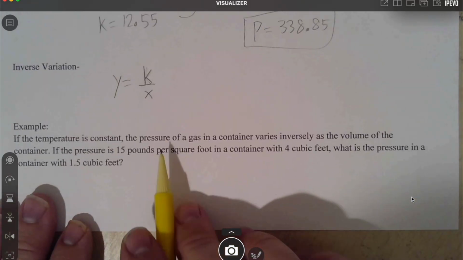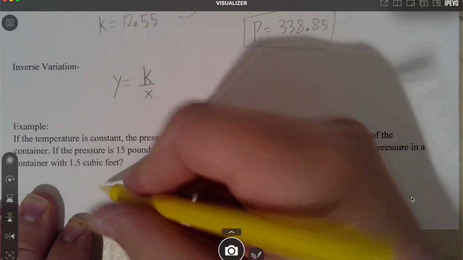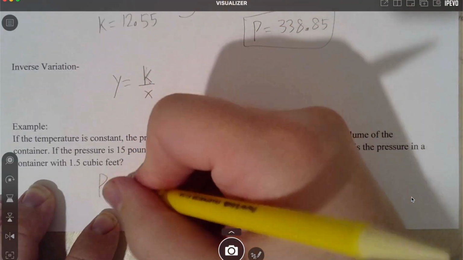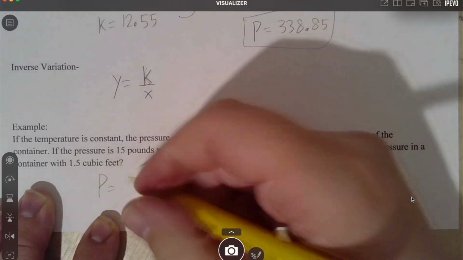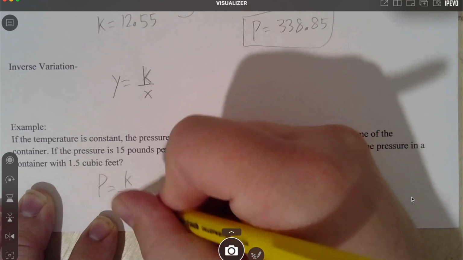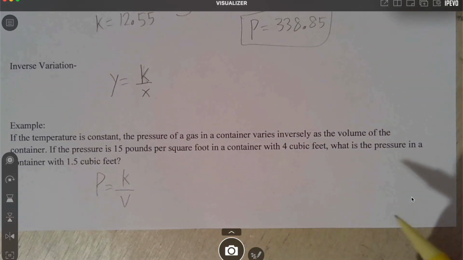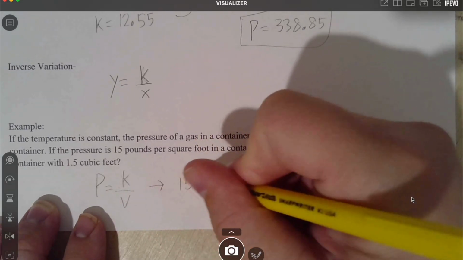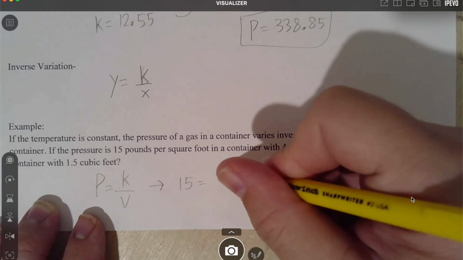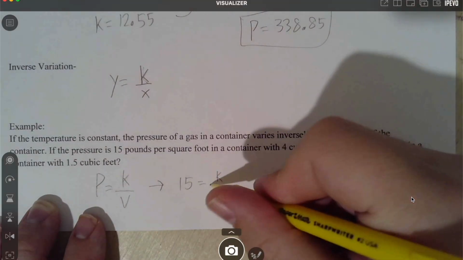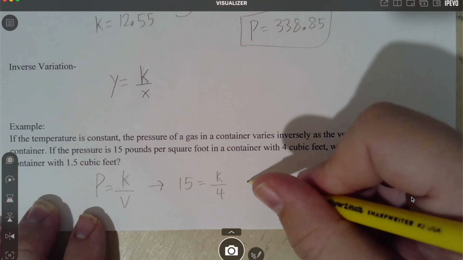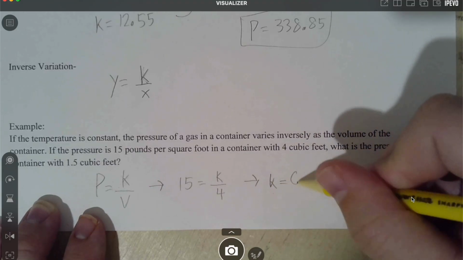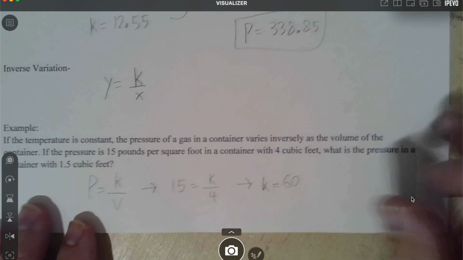So we have pressure varies inversely as the volume. So it's P equals k over the volume. And so there's my initial formula. Let's plug in. If the pressure is 15 pounds per square foot with 4 cubic feet, and if I solve that really quickly, I get k equals 60. I just multiply the 4 over.